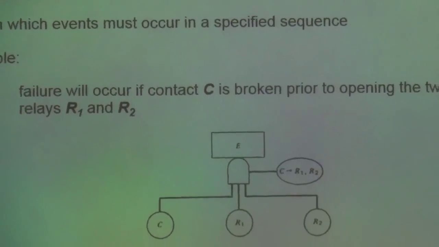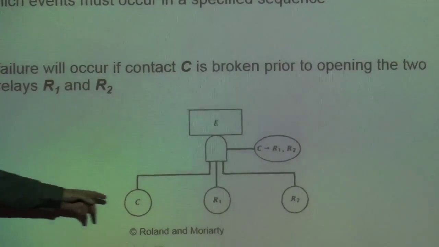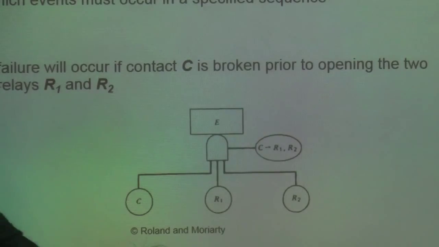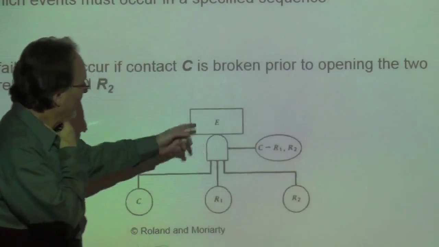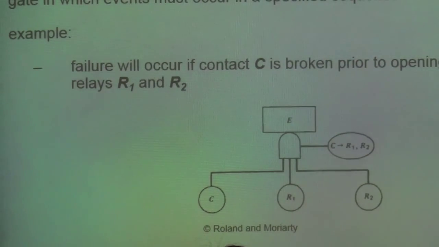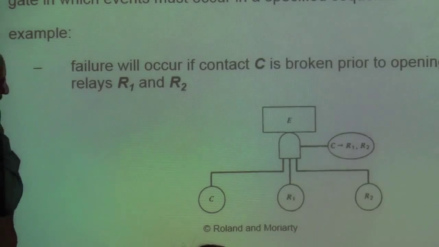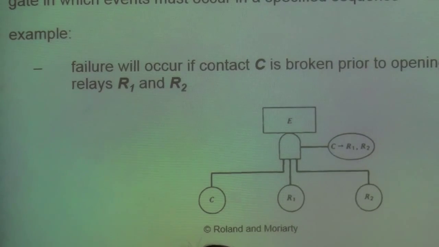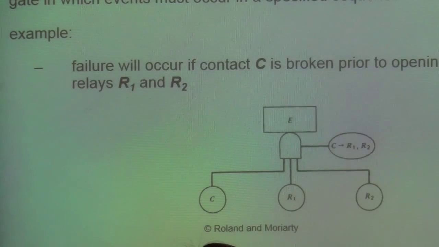This means that if C happens first to R1 and R2, then the fault will pass. So C happens first before R1 and R2 happen, but all three of them have to happen for it to occur. So this is a priority AND gate. It specifies an order of occurrence for basic events for the fault to pass. So if R1 happens, and then C, then R2, then the fault won't pass.